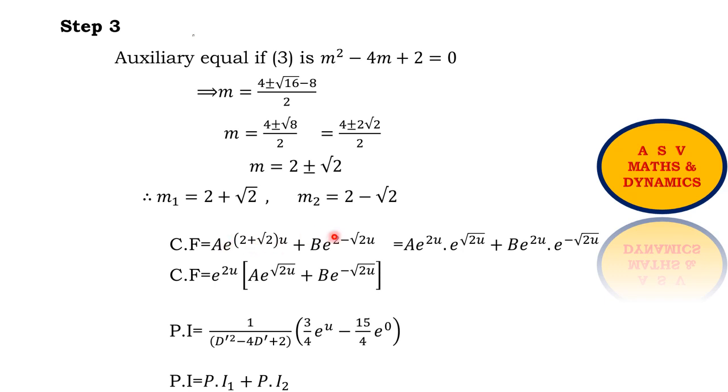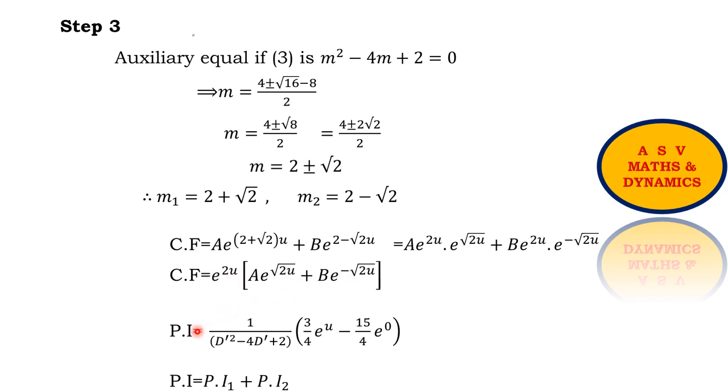So in this solution you can write it like this, because you know the law of exponents: a e power 2u times e power root 2u. The e power 2u is common, so you take it outside, and the remaining terms are a into e power root 2u plus b into e power minus root 2u. So we reached the complementary function.